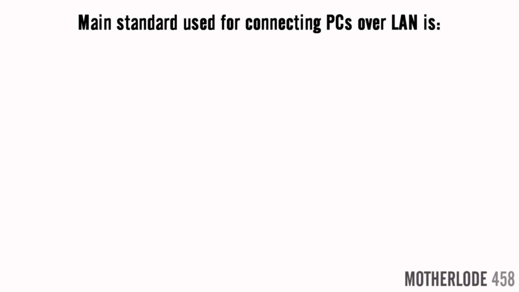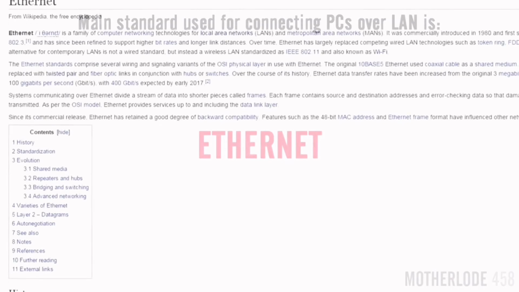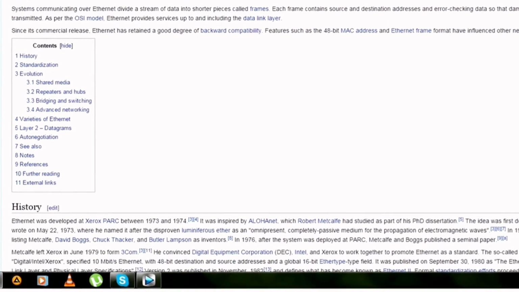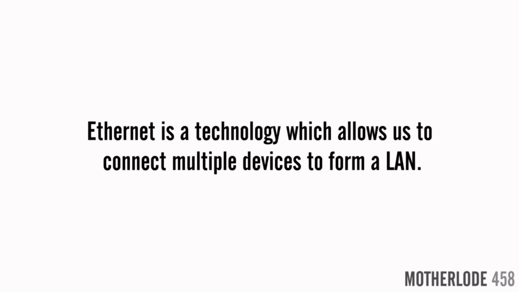The main standard used for connecting PCs over LAN is the Ethernet, and the explanation of the Ethernet can be quite complex, as we can see on many of those internet websites, but I'm going to try and keep it fairly simple for you, just so that you can understand. Simply said, Ethernet is a technology which allows us to connect multiple devices to form a local area network.